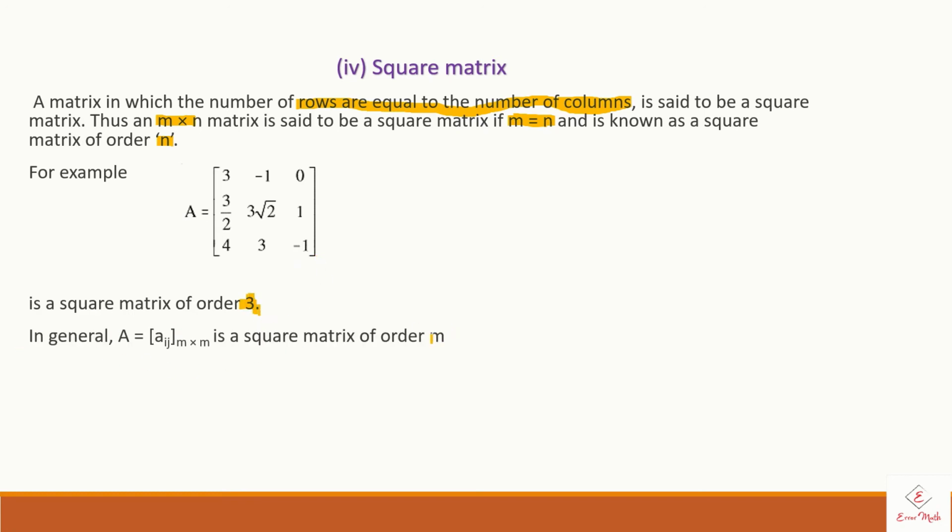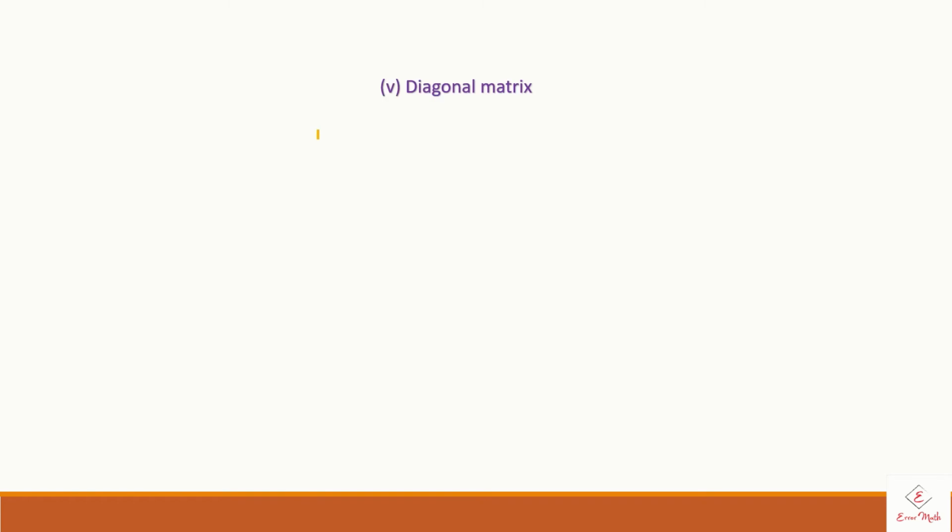So in general, this kind of matrix has order directly m or n because the number of columns and rows are same. So this is a square matrix. You can pause the video to note this down. Moving further for the diagonal matrix.